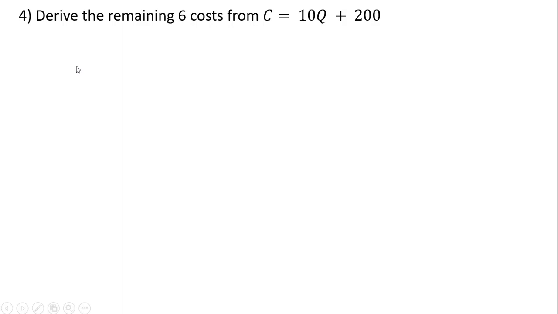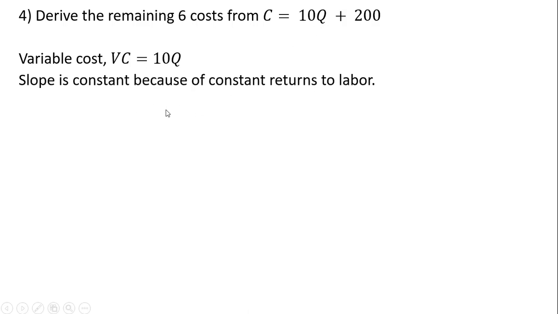Okay, step 4, we're going to derive the remaining 6 costs of the firm. As I mentioned before, variable cost is just 10 times Q. Notice also that the slope of variable cost is constant. The slope here is just 10. It's just going to be a straight line from the origin with a slope of 10. Fixed cost is just 200.